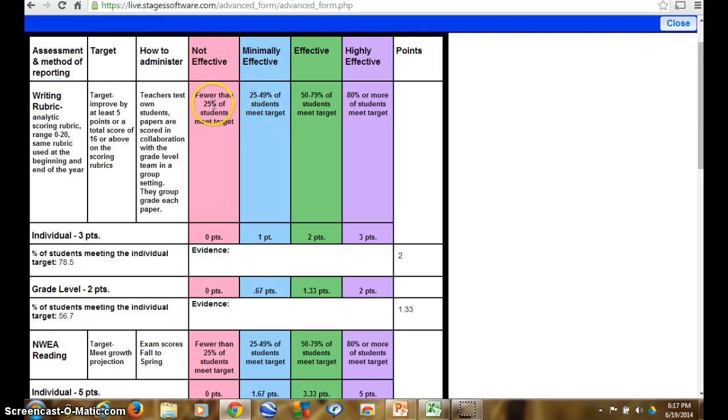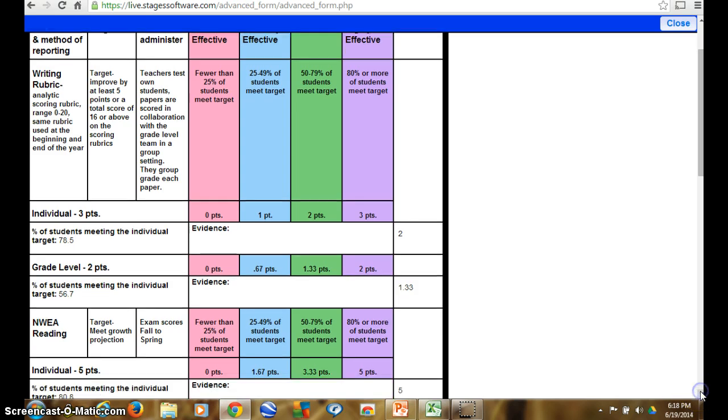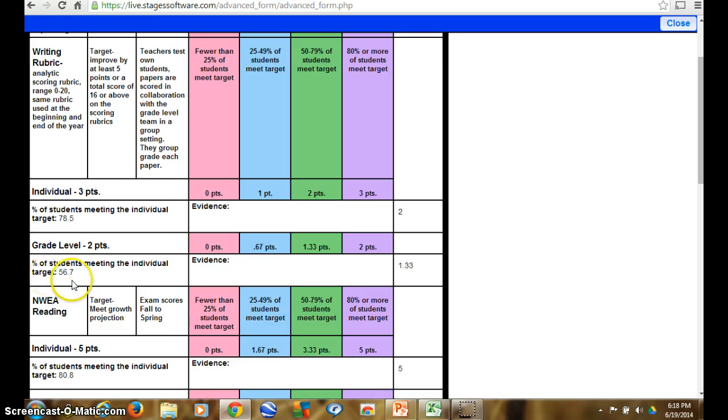if there were fewer than 25% of the students meeting target, they would get 0 points, 25 to 49. In fact, these bands are consistent all the way down through the different categories. And this particular teacher, they had 78.5% met target growth, and so they got 2 points in that area. Then the grade level was only 56.7, so they only got 1.33.